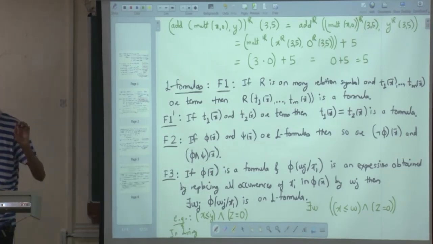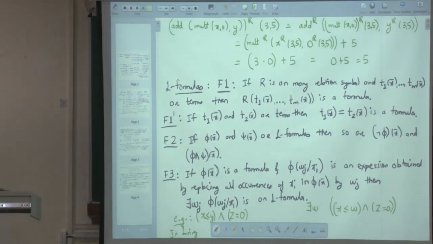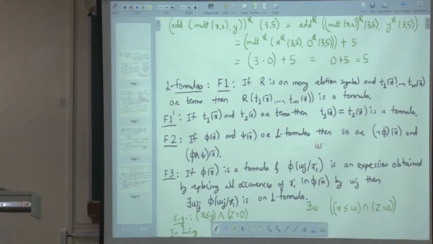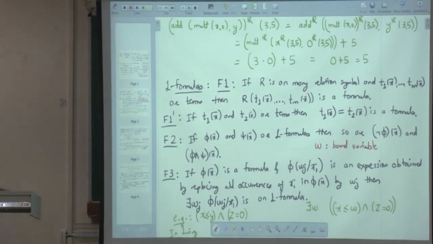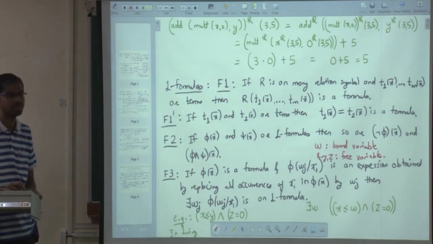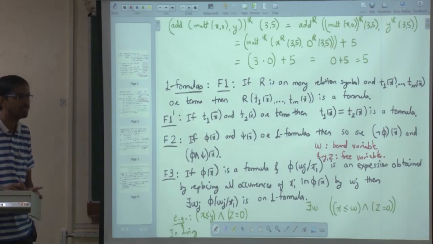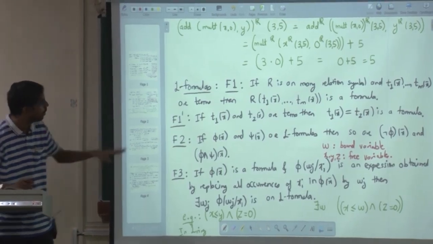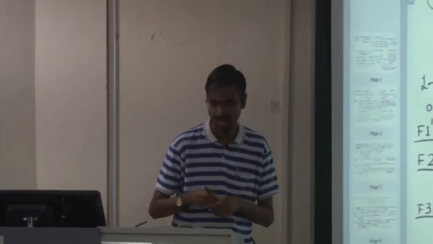Now, here I should point out that w's are called bound variables. Why is it a bound variable? Because it is attached to a quantifier. And finally, x, y, z, these are free variables. We will talk more about this in tomorrow's lecture. So I just wanted to give you a feel of what formulas are.